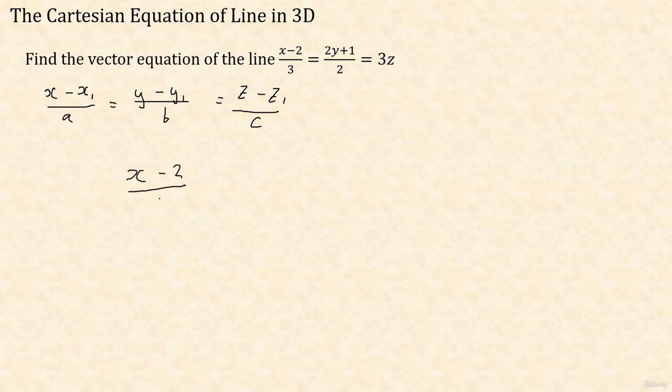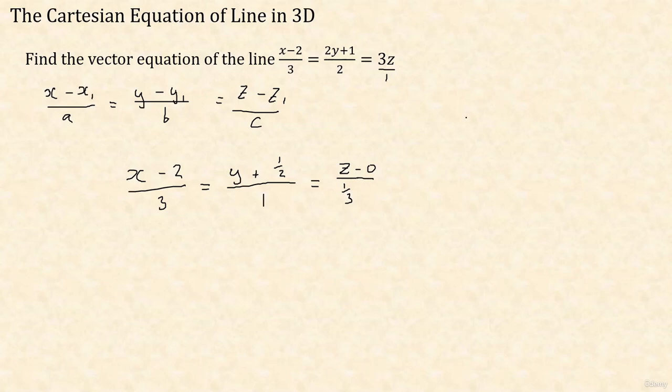So x minus 2 over 3 is fine. This one here, not fine. What I'll need to do is divide top and bottom by 2. So when I divide the top by 2, I get y plus a half. And when I divide the bottom by 2, I get 1. And finally, this 3z, think of that as 3z over 1. If I divide the top and bottom by 3, I get z over a third. And we can write minus 0 if we like as our position.